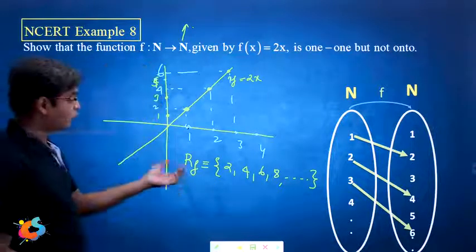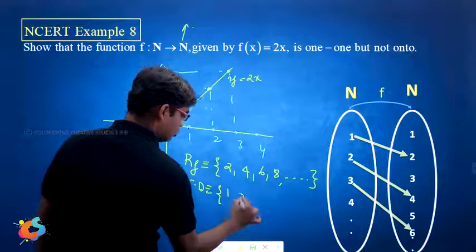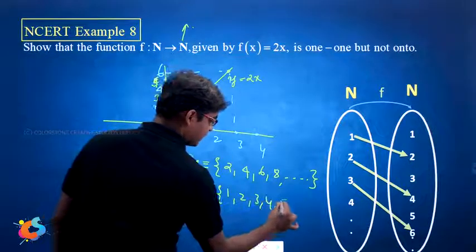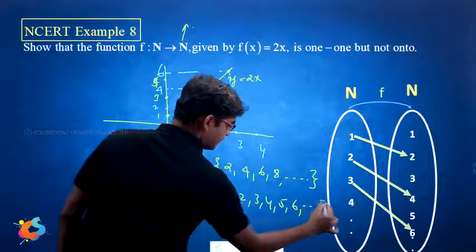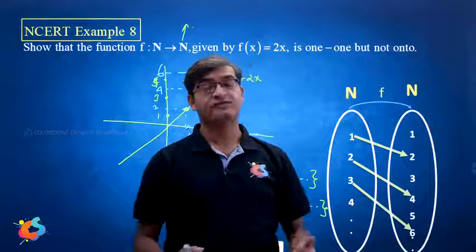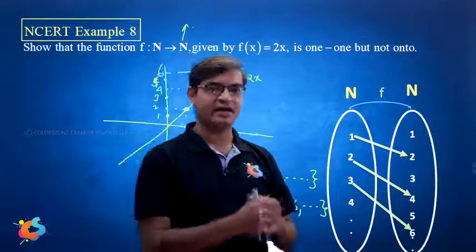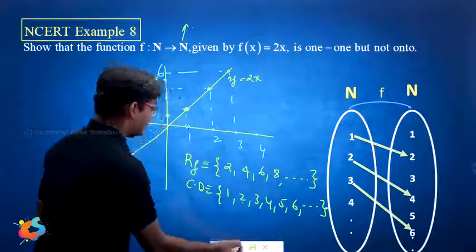But what is our codomain? All natural numbers. So that will have 1, 2, 3, 4, 5, and so on like this. Right? So clearly we can see range is not equal to codomain. So therefore this is not an onto function. Okay. So now let us take the next question.